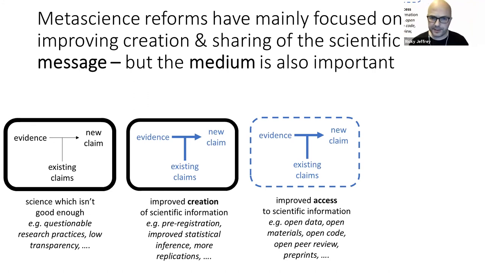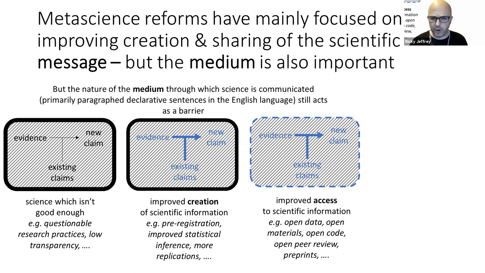So this is most of the stuff I see about open science reforms, meta-science reforms, but I still think there's a problem, or rather there's one problem that isn't considered so explicitly in my experience. The medium that this scientific message is communicated via is the same in all of these cases. It's primarily paragraphs of English, paragraphs of the English language.